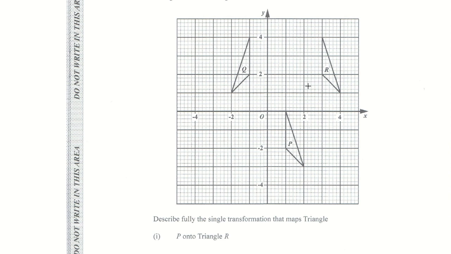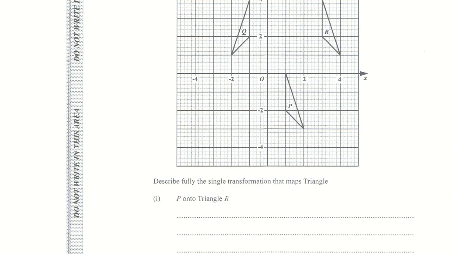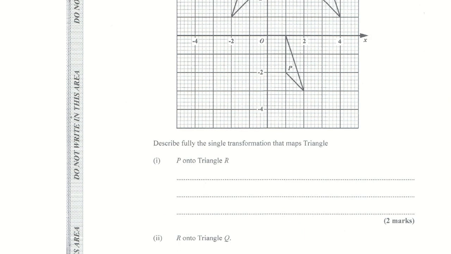It's not an enlargement, so it's either a mirror line. It's not, because this is not inverted. So the only one it would be is a translation or a slide. So you can say that object P translated to produce image R. And how would you do that?